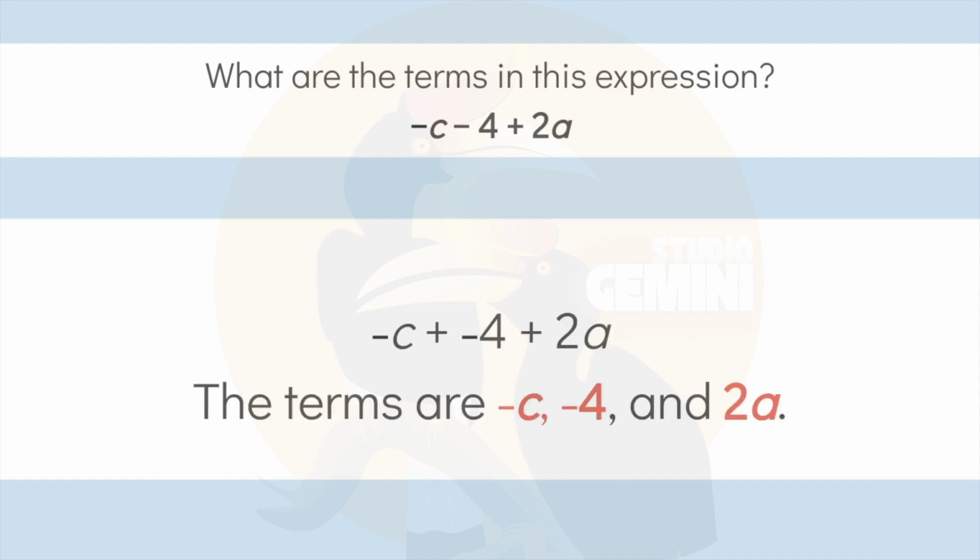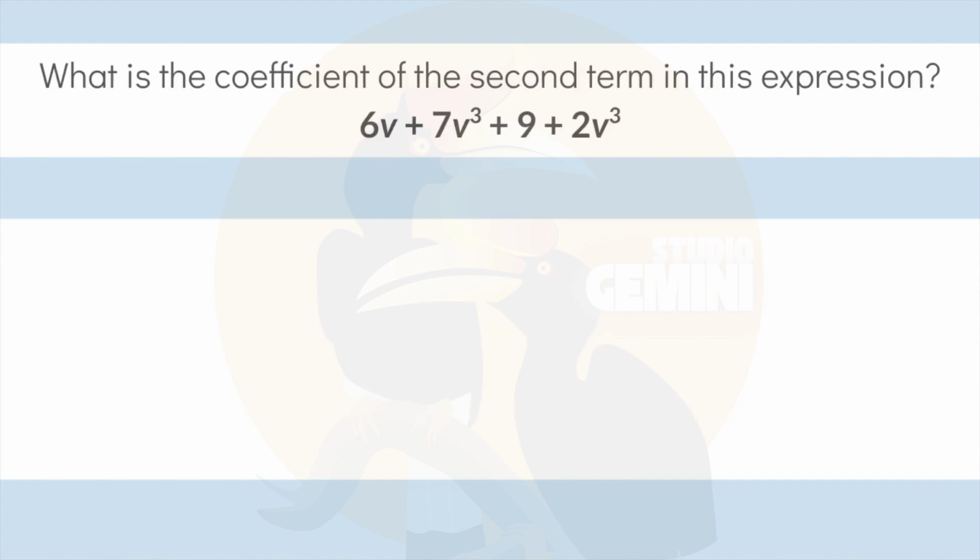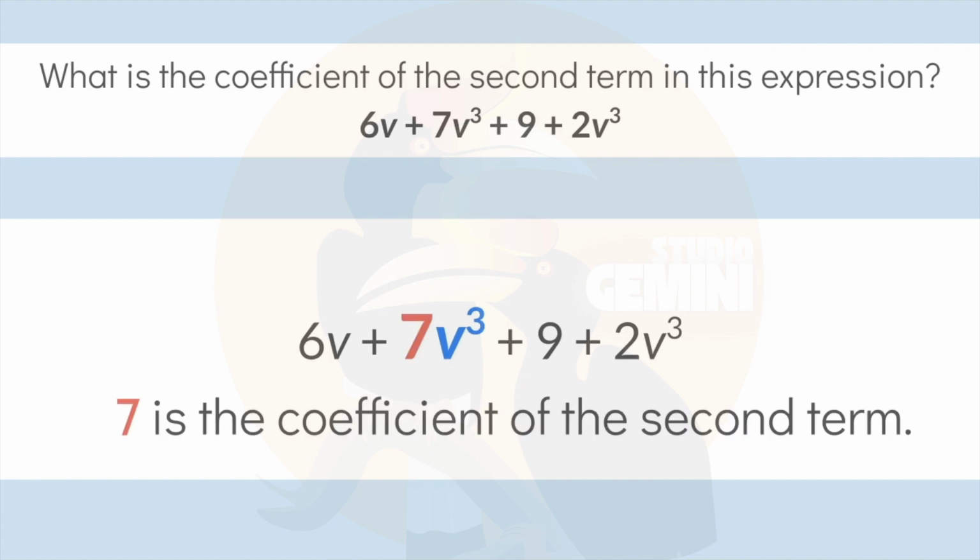Let's try another one. What is the coefficient of the second term in this expression? 6v plus 7v cubed plus 9 plus 2v cubed. First, we can identify the second term in the expression, 7v cubed. The coefficient of 7v cubed is the number in the term. Here, the coefficient is 7. Now we'll look at another example.